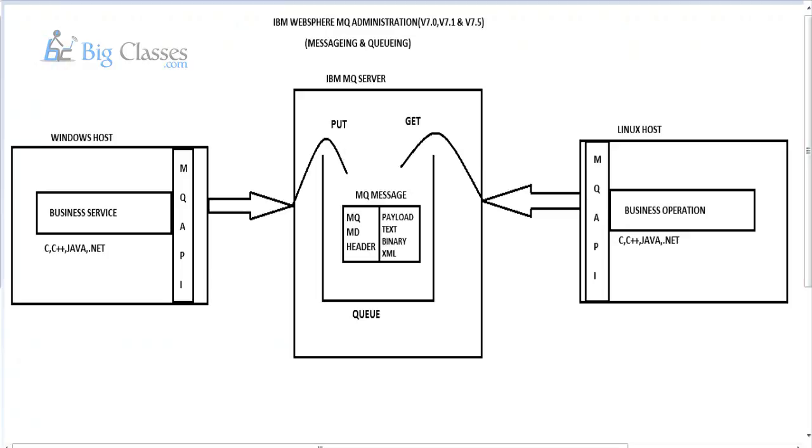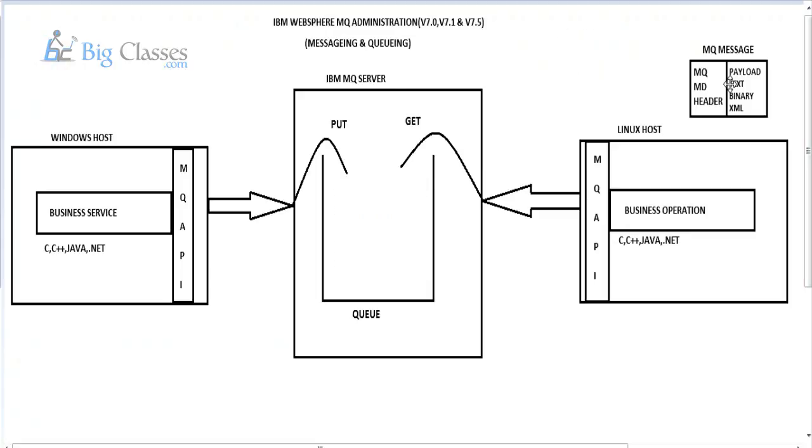IBM MQ server, or IBM WebSphere MQ, is known as a store and forward mechanism with assured delivery. It is just like a passbook. Yeah, Satish, you know very well about a bank passbook. In our bank passbook, what transactions can we see? Debit, credit. If we deposit, they credit. If we withdraw, they debit, right? No other transactions in that passbook. These two types of entries we can see, right?